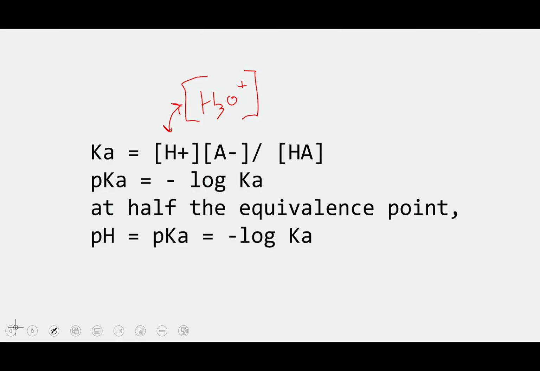And that would be what you have when looking at something like a titration. Well, not really a titration, but when you're looking at acid-base reactions, at half the equivalence point, we're going to have pH being equal to pKa, which is equal to negative log of the Ka. But we don't really use that relationship a lot. We just normally focus on Ka and pKa.